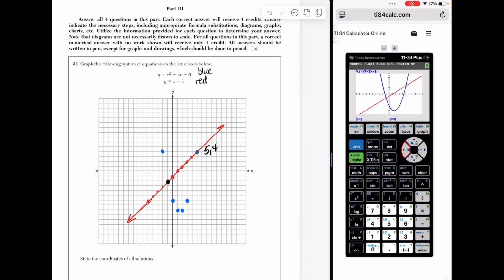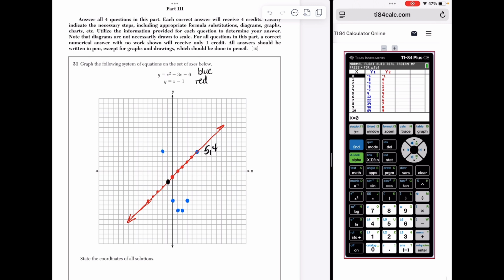So I need that point too. So we'll go to my table. On my other part, when x is equal to -1. So that's what I need. I need when x is equal to -1.